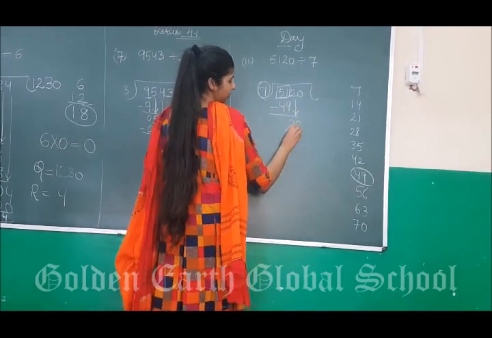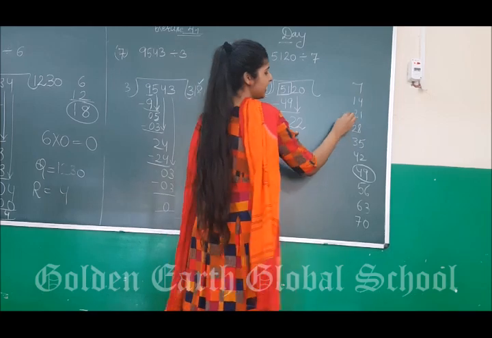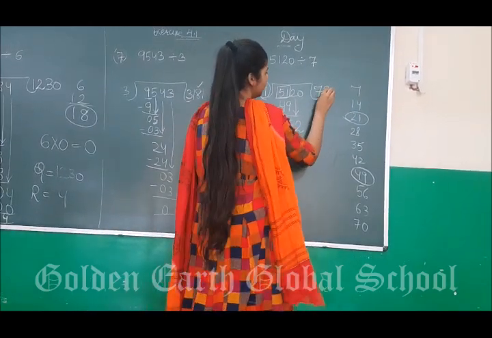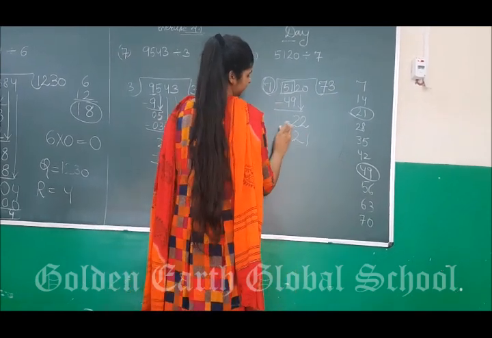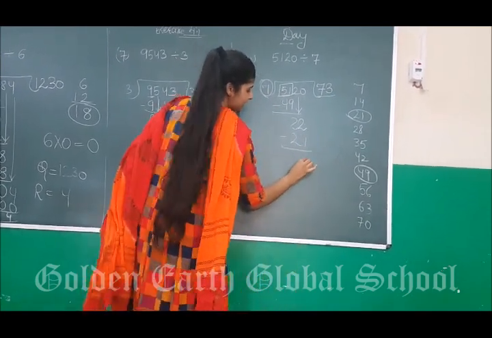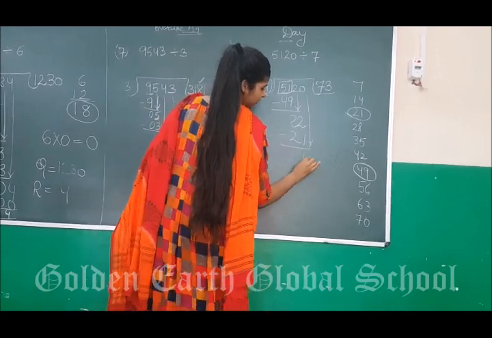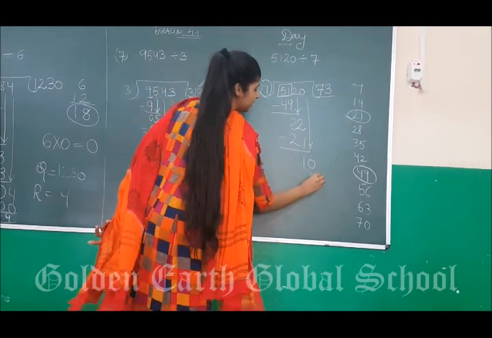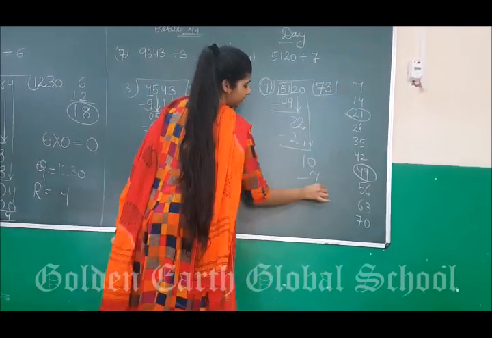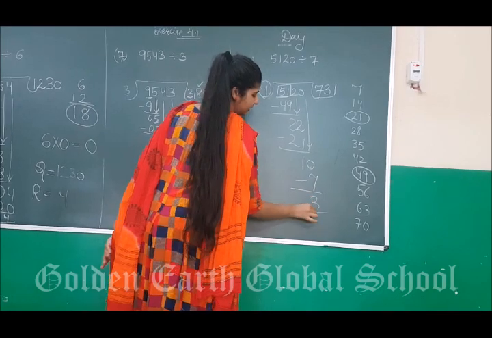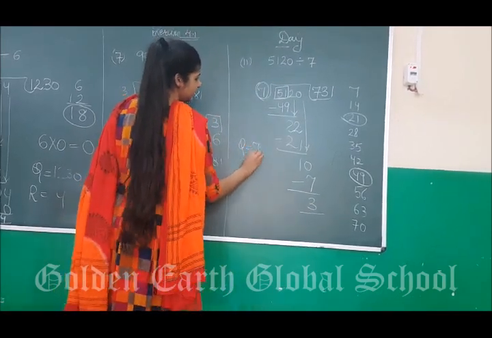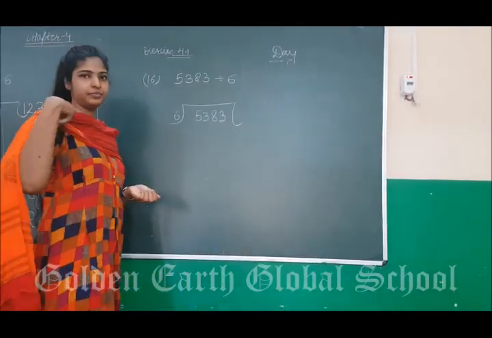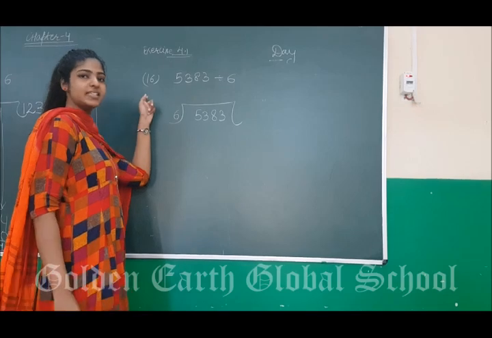Take down this 2. Now the number less than 22 is 21. 7 के table में 21 is on 3. Now 2 minus 1 is 1. Take down 0. Now the number smaller than 10 is 7. 7 के table पे 7 is on 1. 10 minus 7 is 3. So the quotient here is 731 and the remainder here is 3. Clear?